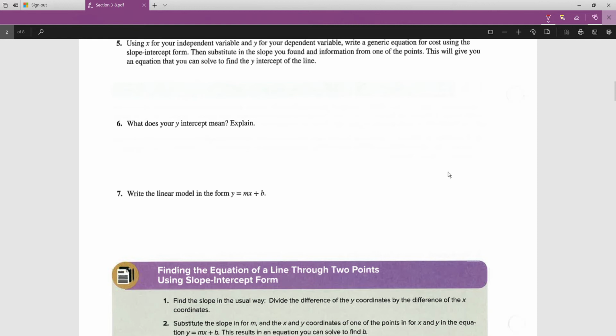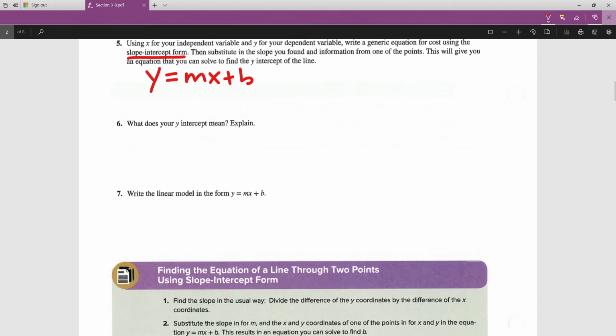And then we can substitute in the slope that we found into the information for one of those points. And this will give us an equation that we can solve for y. So we're really going to think about this as y equals mx plus b. That's our slope-intercept form right there.